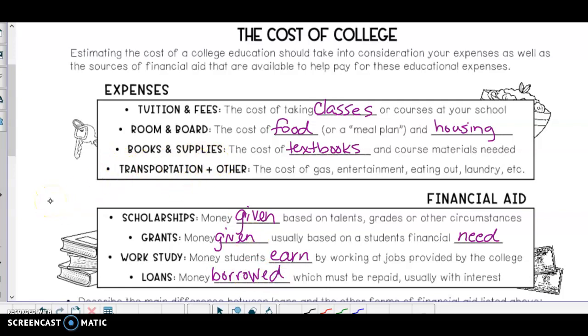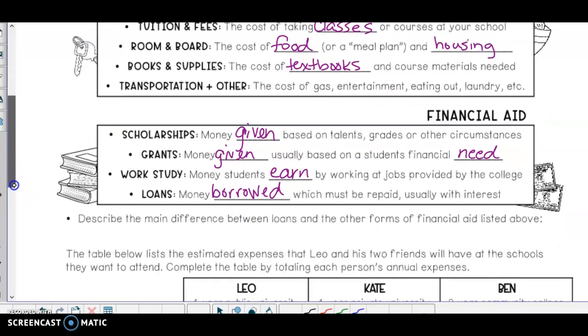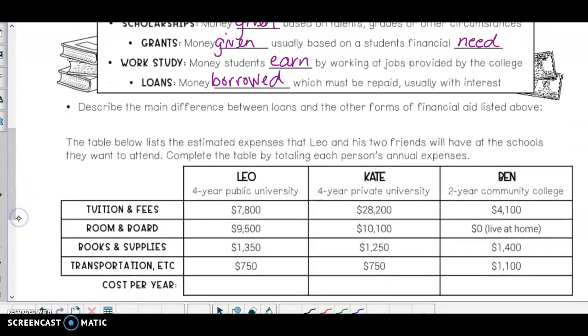Now, interest on a student loan is going to be much lower than the loans that we have been previously talking about. Describe the main differences between loans and other forms of financial aid listed above. Well, loans have to be paid back. The rest are going to be gifts.